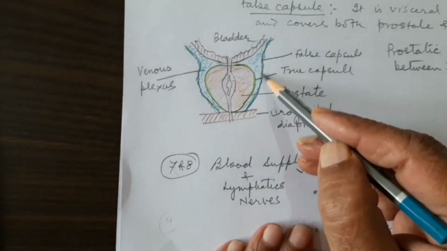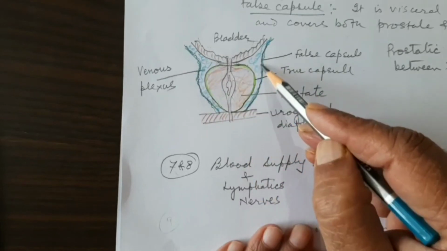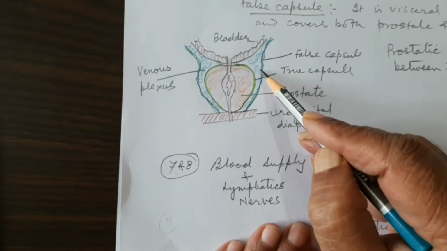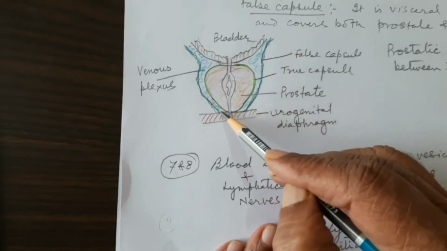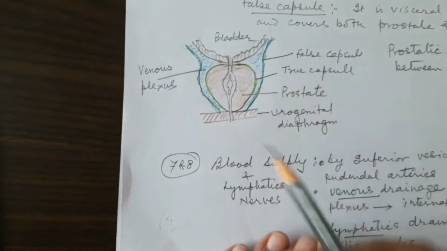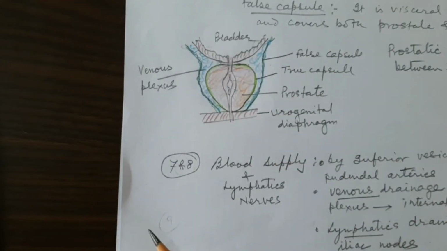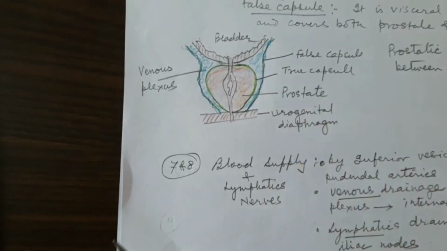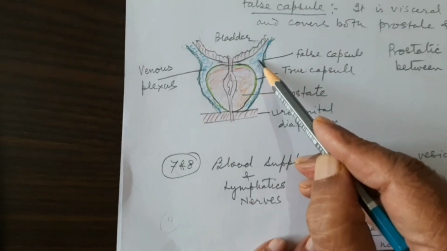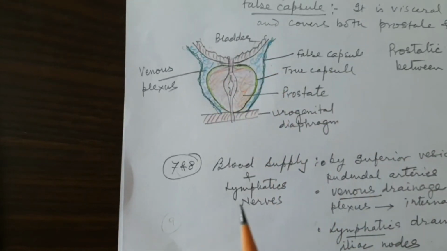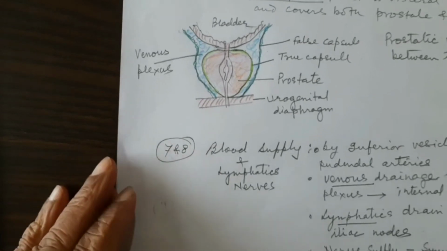Then there is a condensation of the loose connective tissue or the pelvic fascia surrounding the prostate, which is thin and delicate, and this is called the false capsule. Now this false capsule which covers the prostate also covers the urinary bladder. It is continuous with the fascial covering of the urinary bladder. So there are two capsules, a true capsule and a false capsule. And in between the true and false capsule, this blue colored thing is nothing but the venous plexus, the prostatic venous plexus, between the true and the false capsule.